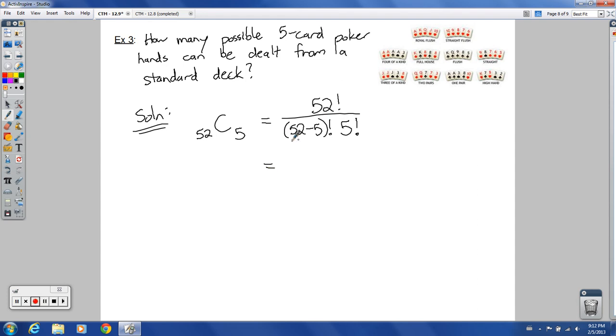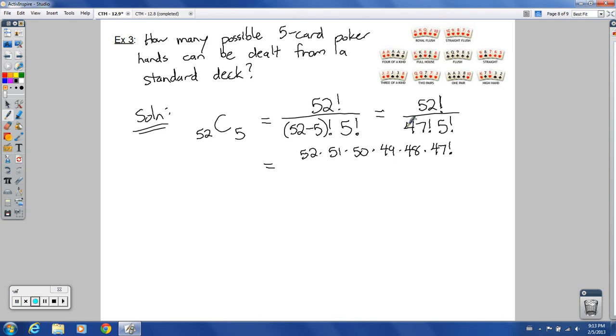Now the shorter way to do this, let's write this first: 52 factorial over 47 factorial times 5 factorial. That's what we have to start. Now this is the same thing as saying 52 times 51 times 50 times 49 times 48. Are you serious, Mr. Wagner? We're going to go all the way down to 1? No, no, no, no. Stop right there.